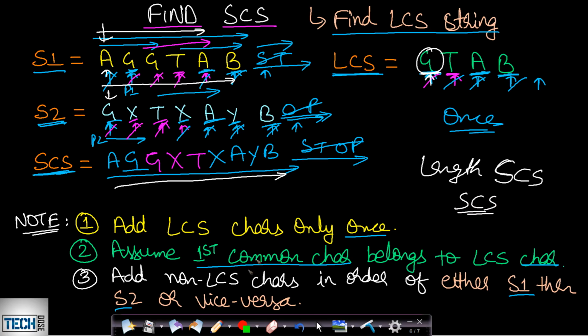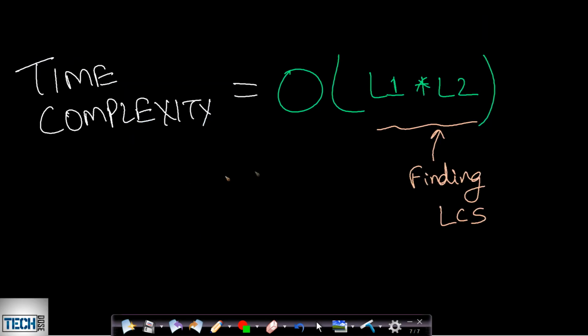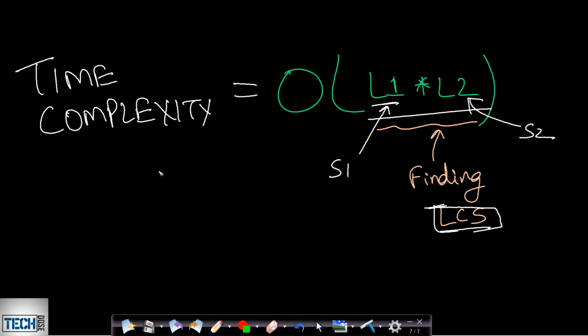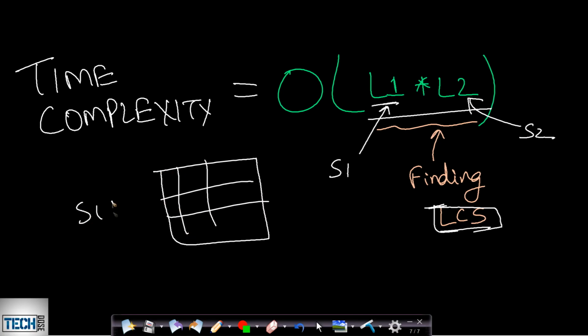Okay. Now what will be the time complexity in this case? It will be nothing but finding the LCS. This is the most time-taking operation for this entire problem. So finding LCS takes O(S1 × S2), where S1 is the length of string S1 and S2 is the length of string S2, because we will be making a DP table of size S1 into S2. I hope you understood the time complexity.